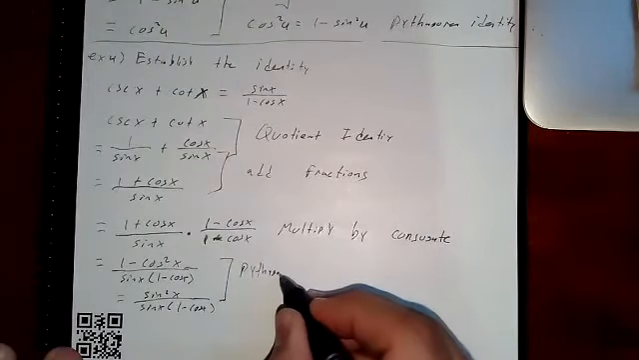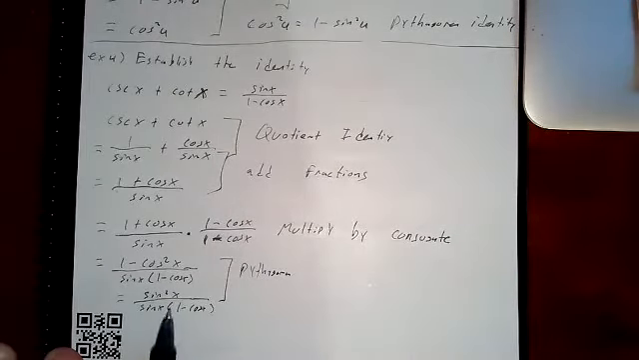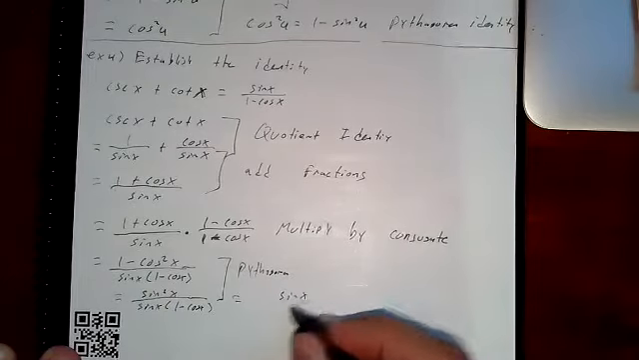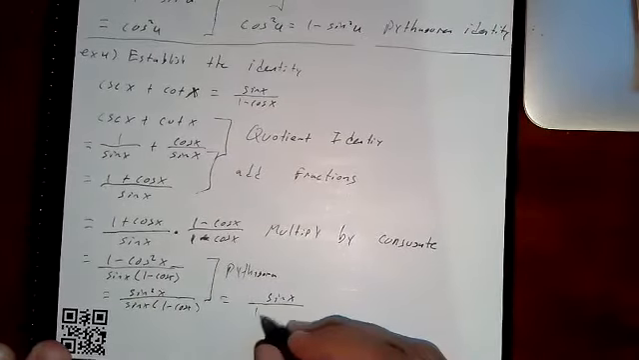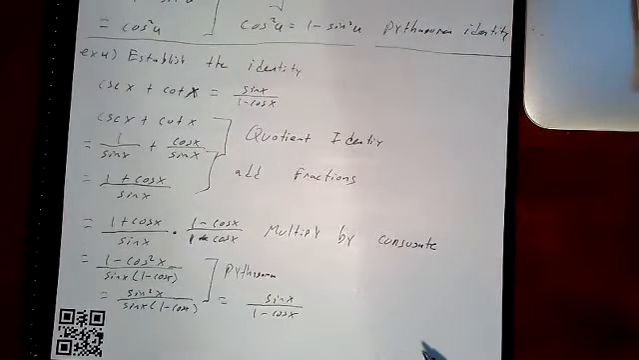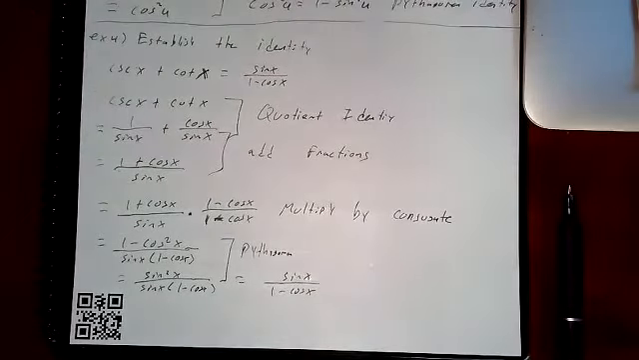But I'm running out of room. So notice how these sines will cancel, right? So that will give us our final answer: sine x over 1 minus cosine. This is what we wanted to show. Are there any questions on any of the steps on number 3 or 4?